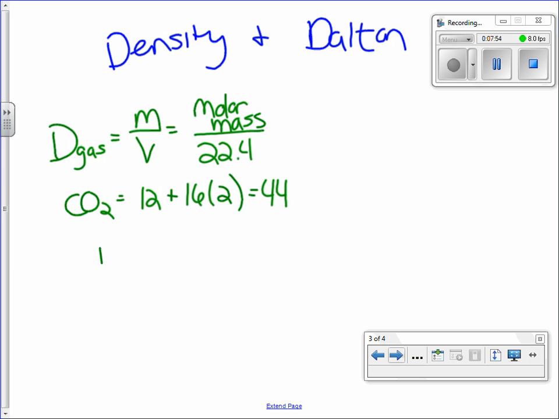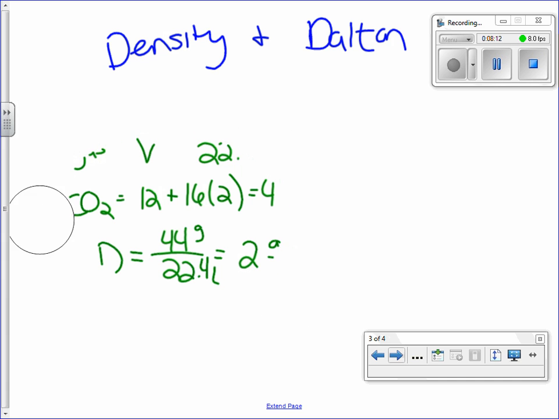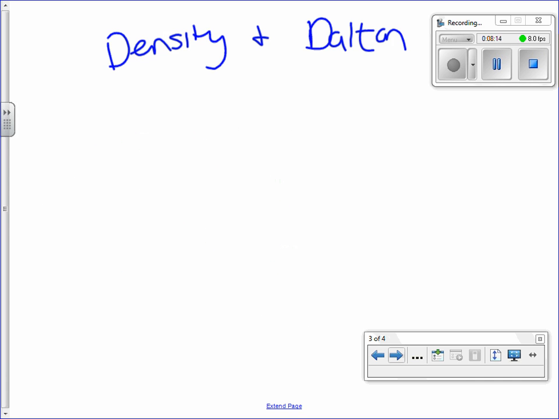So if I want the density of CO2, I'm going to take 44 and divide it by 22.4, and I should get something a little bit less than 2. Okay? So I'm going to say about 2 grams per liter. This is grams, and this is liters. Okay? That's how you figure out density. Super easy. That formula is not on your reference table, the molar mass over 22.4, so make sure you memorize it.